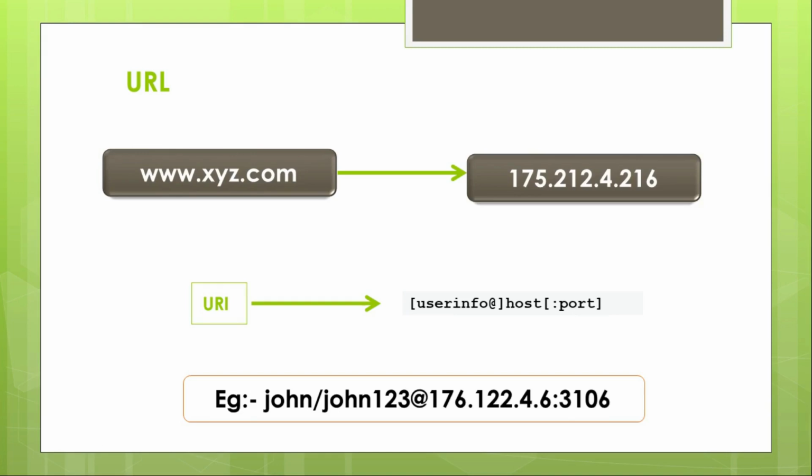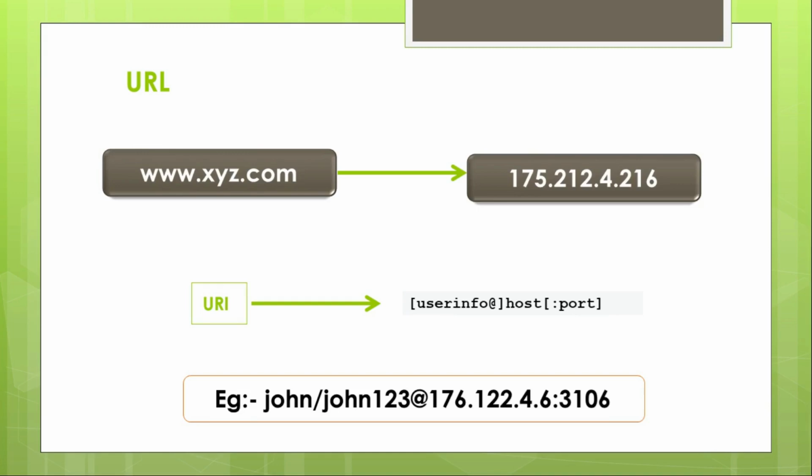So you know that computers can never understand characters. Characters have to be converted to some numbers. In the case of a web address, it has to be converted to an IP address. Then only the physical location of the server is identified. As an example, I have shown you www.xyz.com. Computers have to convert this address to an IP address, in the way I have shown, 175.212.4.216. Then only the physical location of the server will be identified.